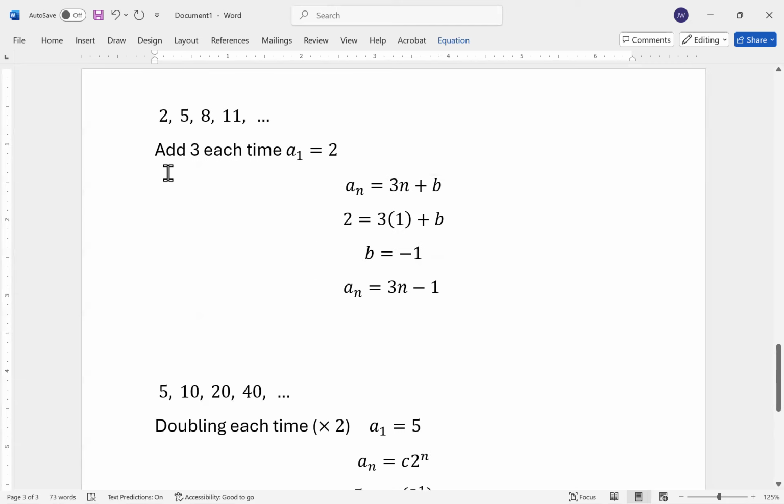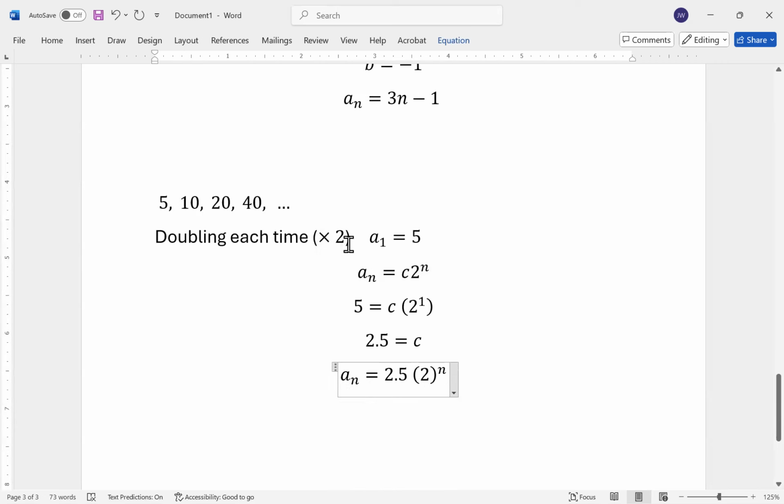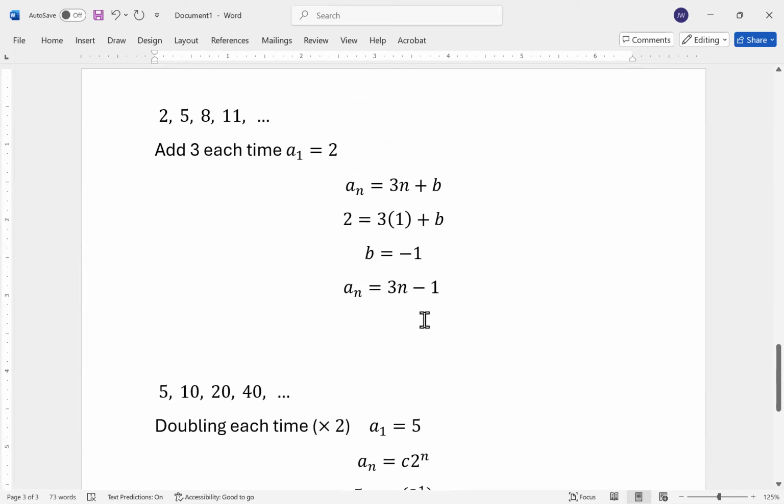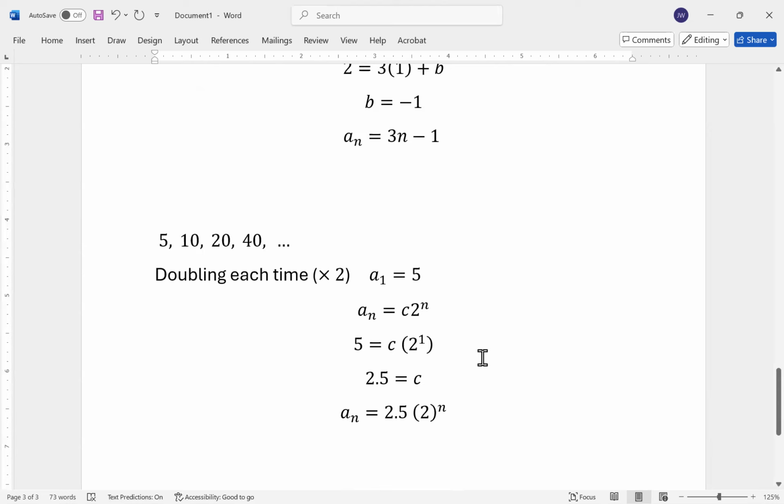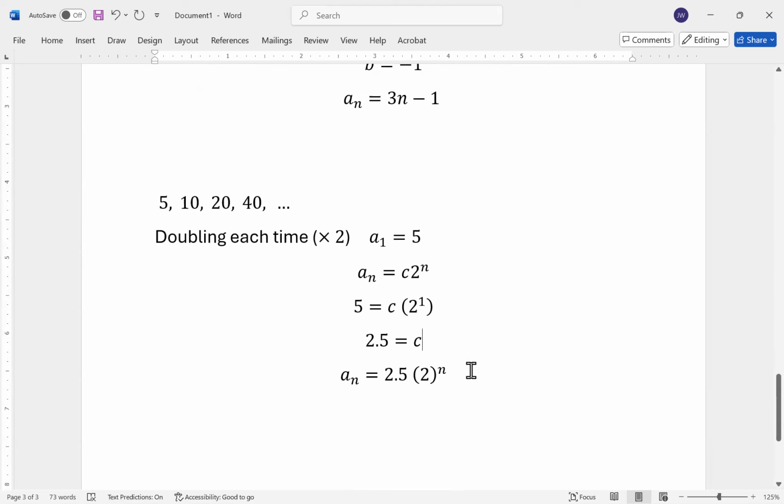Notice that repeated addition becomes a linear function. Repeated multiplication becomes an exponential function. So we get an exponential function there with base 2 because we're doubling each time. When we add 3 each time, we get a linear function whose slope is 3. So again, repeated multiplication, think exponential. Repeated addition, think linear.